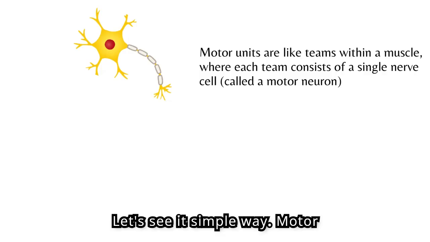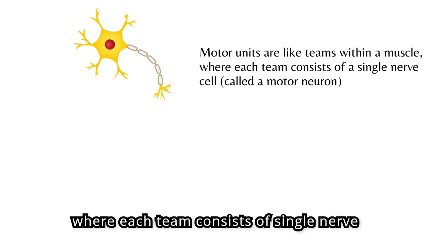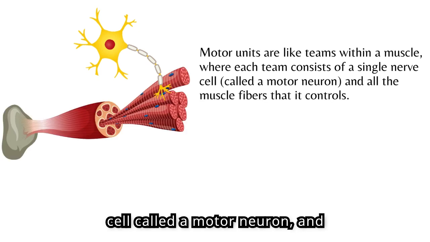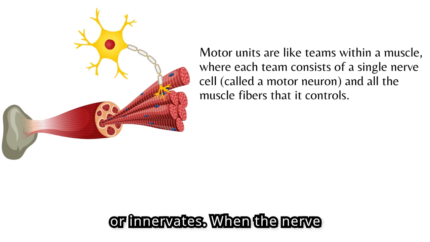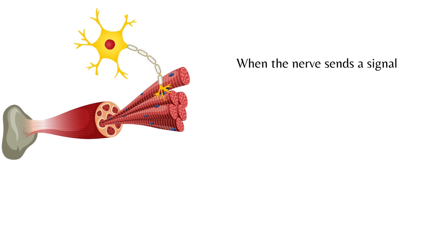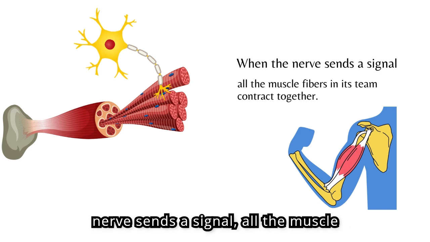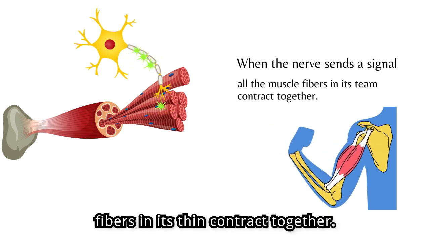Let's see it in a simple way. Motor units are like teams within a muscle, where each team consists of a single nerve cell called a motor neuron and all the muscle fibers that it controls or innervates. When the nerve sends a signal, all the muscle fibers in its team contract together.